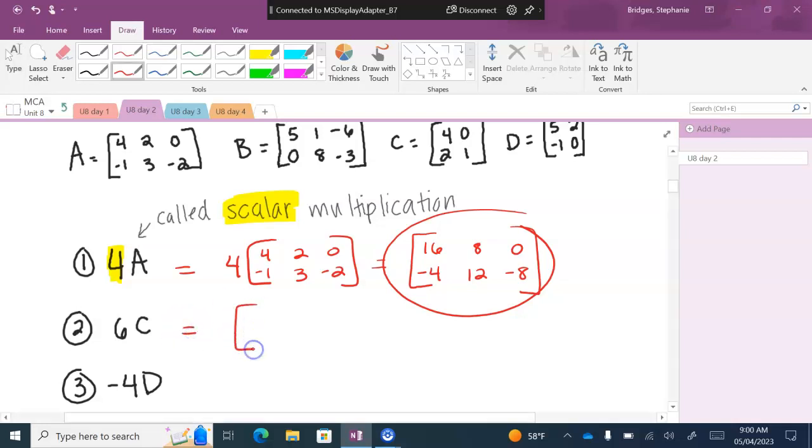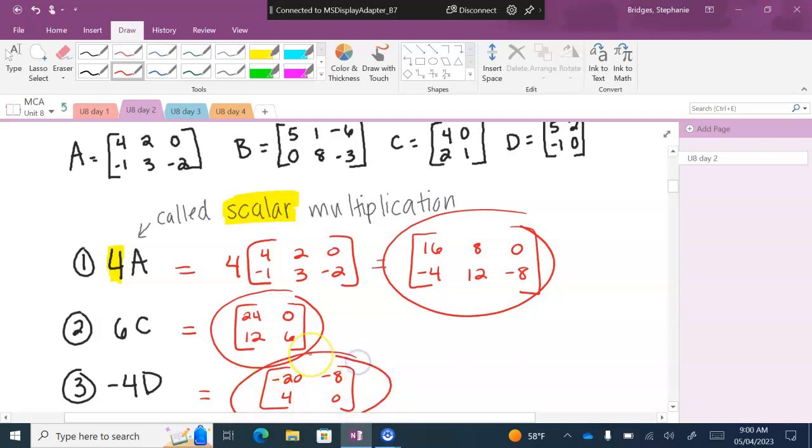What is row 1 going to look like if I multiply C by 6? 24 and 0. And row 2? 12 and 6. And then number 3, for multiplying D times -4, what's row 1 going to be? -20 and -8. And row 2? 4 and 0. Is everybody good with those?